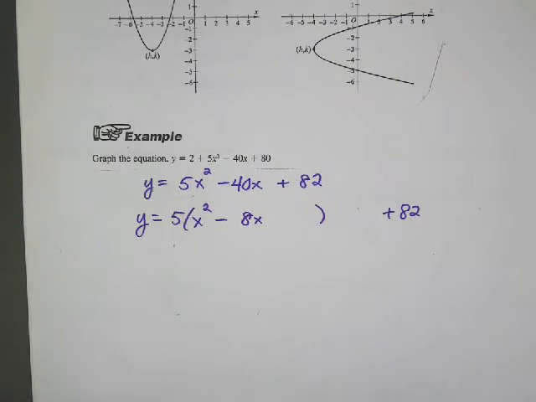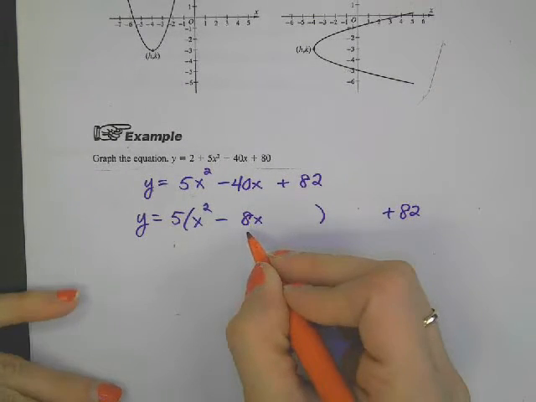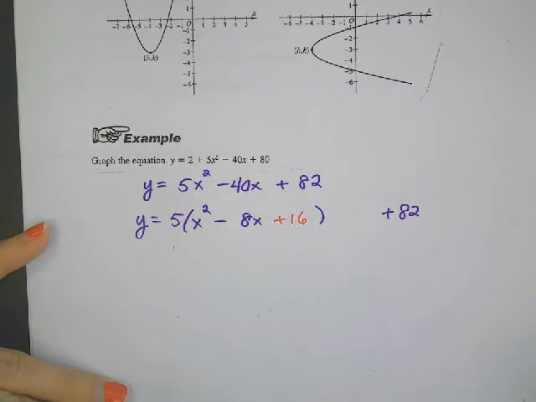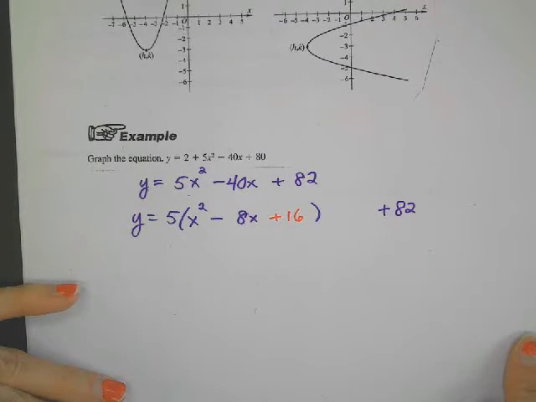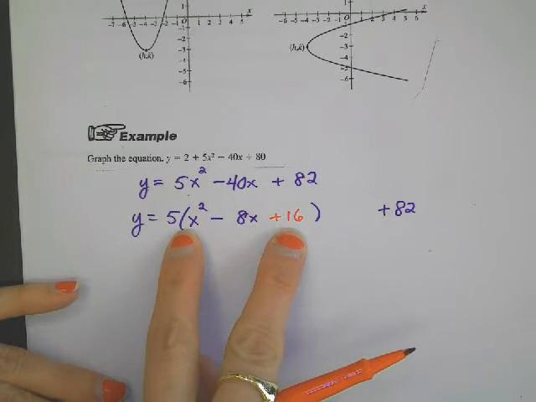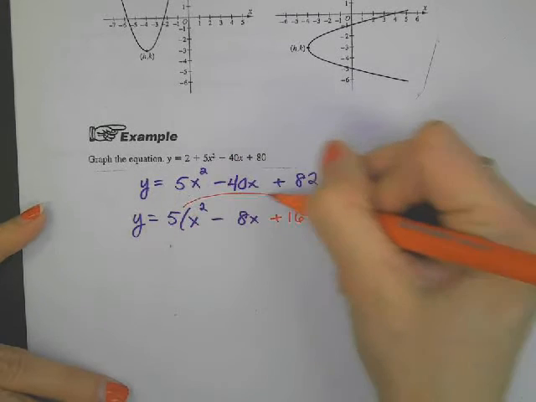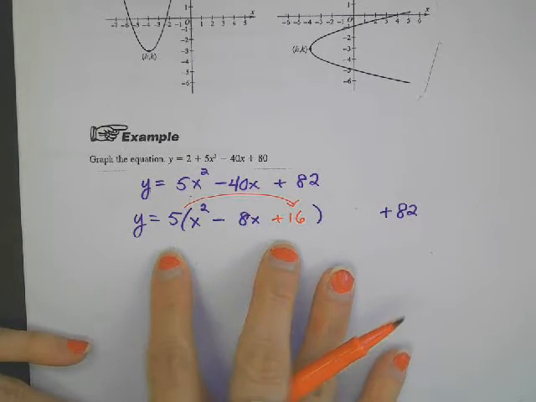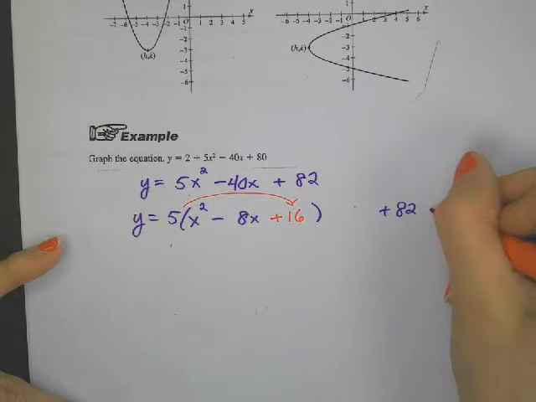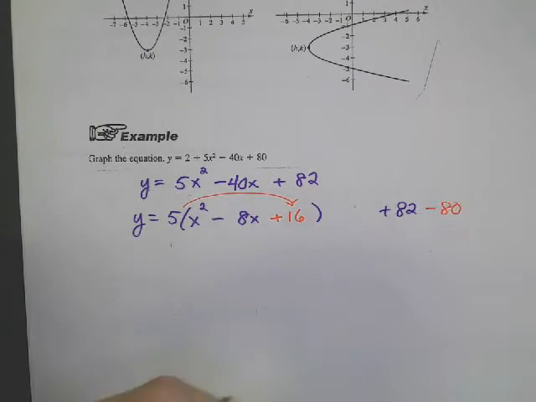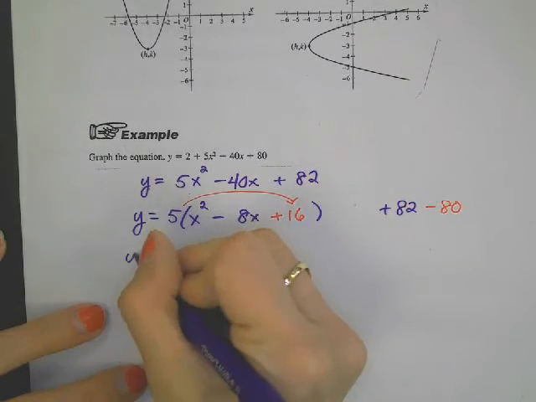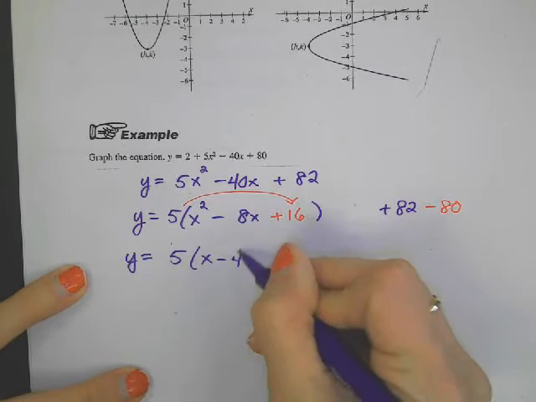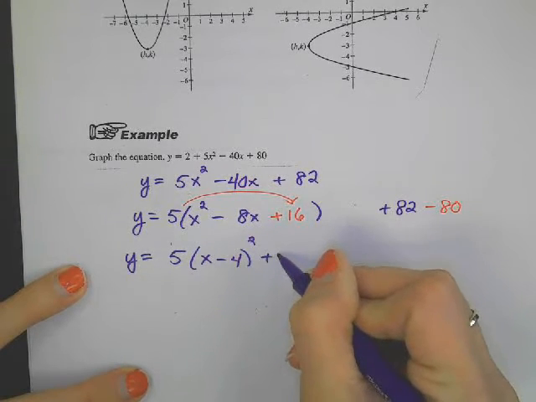And this is where we're going to go ahead and complete the square. So half of 8 is 4 and squared is 16. Remember, it's always plus because squaring. So how much did we just add? Well, it wasn't 16. Remember the disguise? That's actually 80. We just added 80. So what we can do to compensate is subtract 80. So now we have y equals 5, x minus 4 squared plus 2.